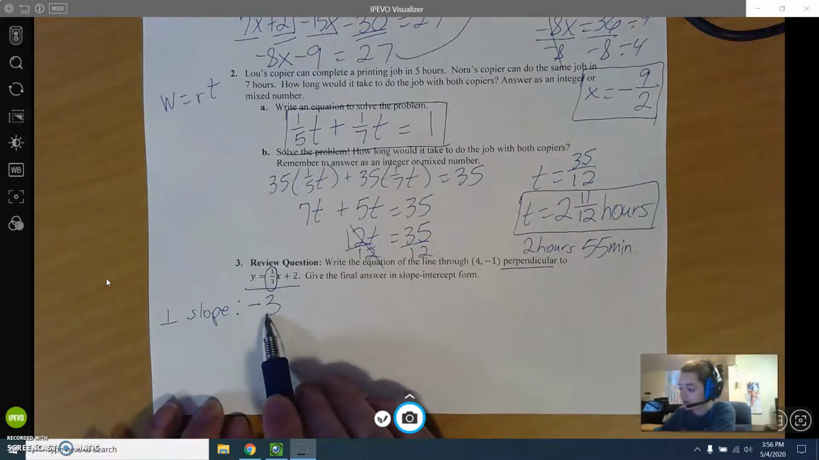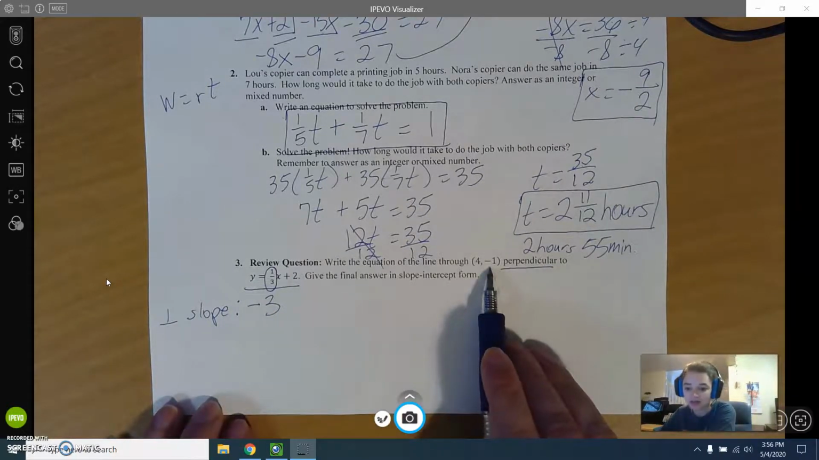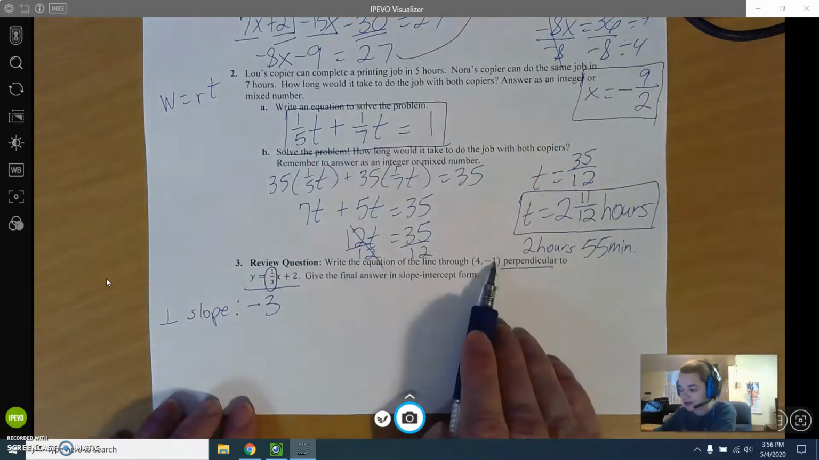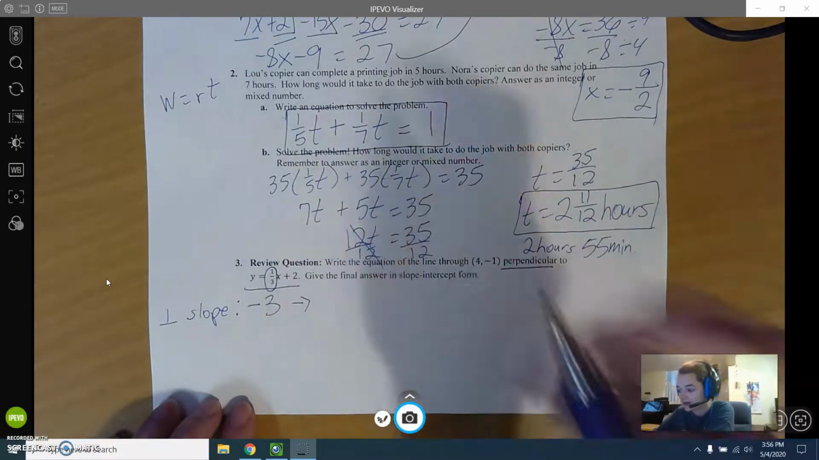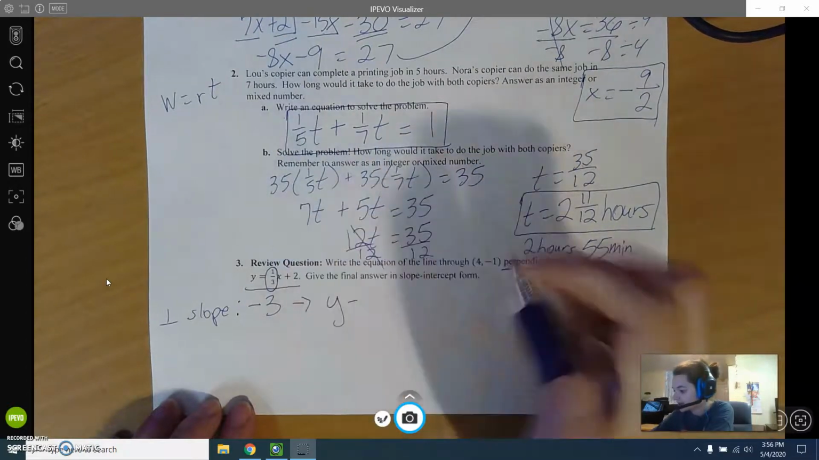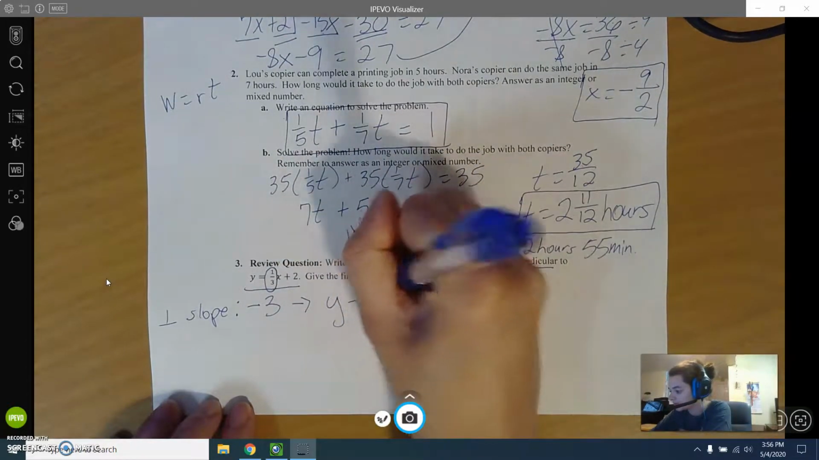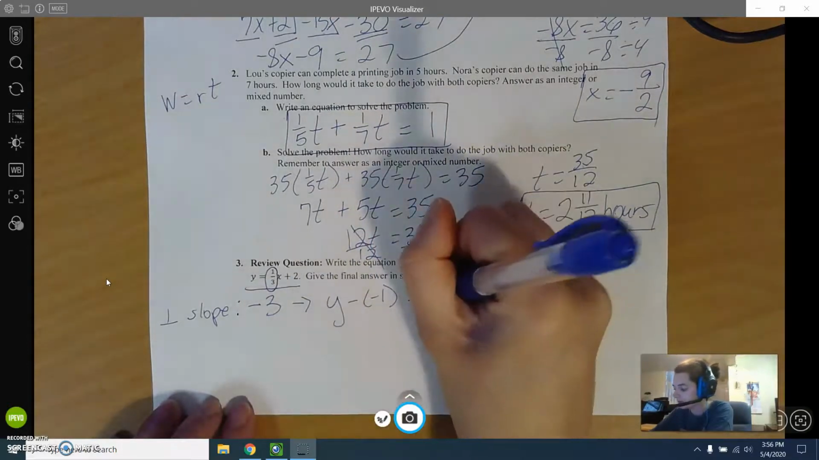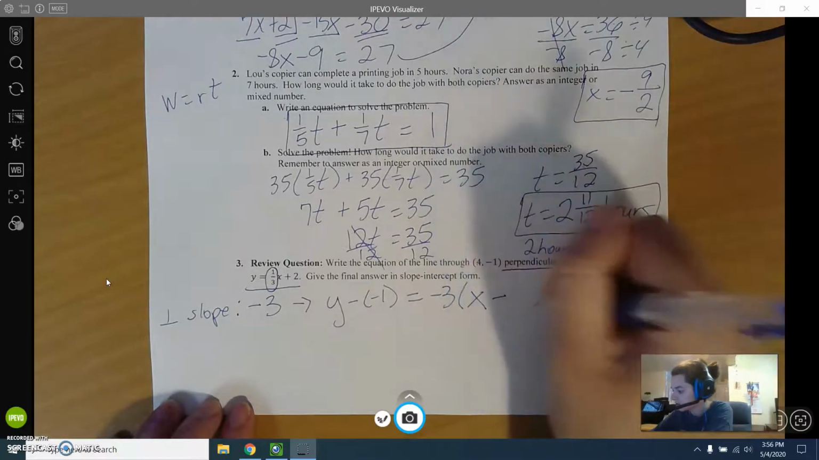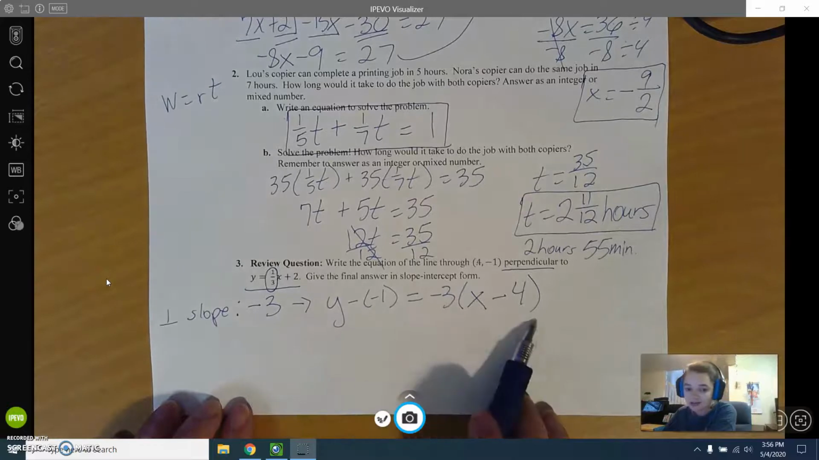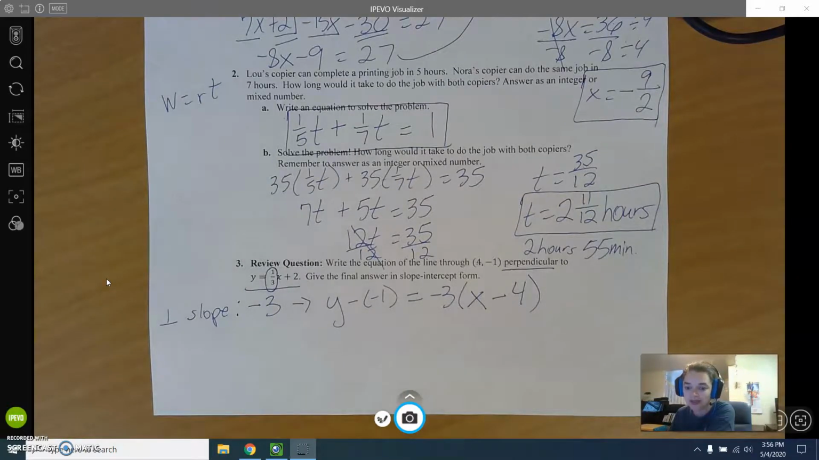So we know it has a slope of -3, and we know it has to go through this point 4, -1. Since I have a point and a slope, a great starting point would be to use point slope form. So point slope form is y minus the y coordinate, which would be -1, equals our slope, which is -3, parentheses x minus the x coordinate, which is 4. That right there is point slope form, which is a really handy starting place. But it's not the format that I want to end up in. But it's a good start, because at least we're in an equation and we can move things around.